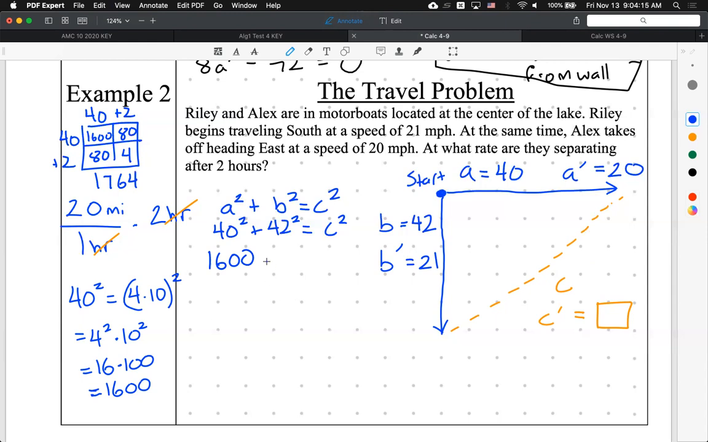So 42 squared is 1764. Another way of doing that would be to add the two numbers together, 40 plus 42, which is 82, double it because these numbers are 2 apart, and you get 164, and then you can add 164 to 1600.